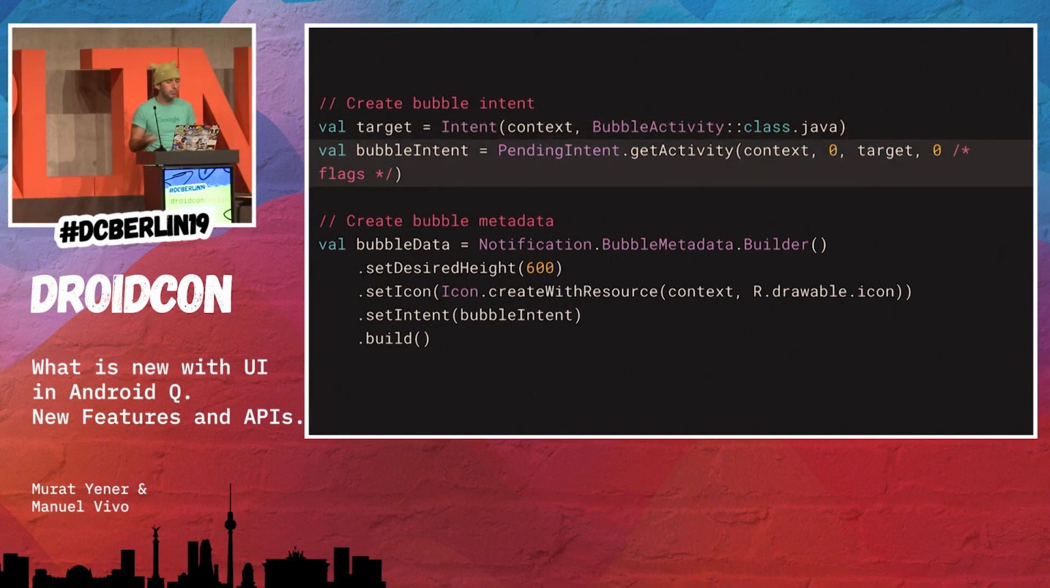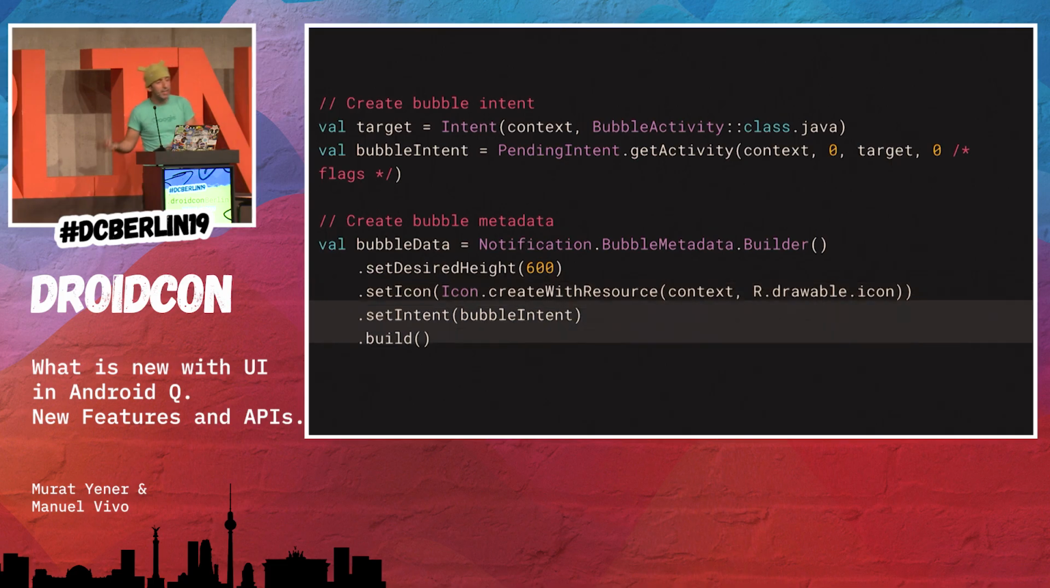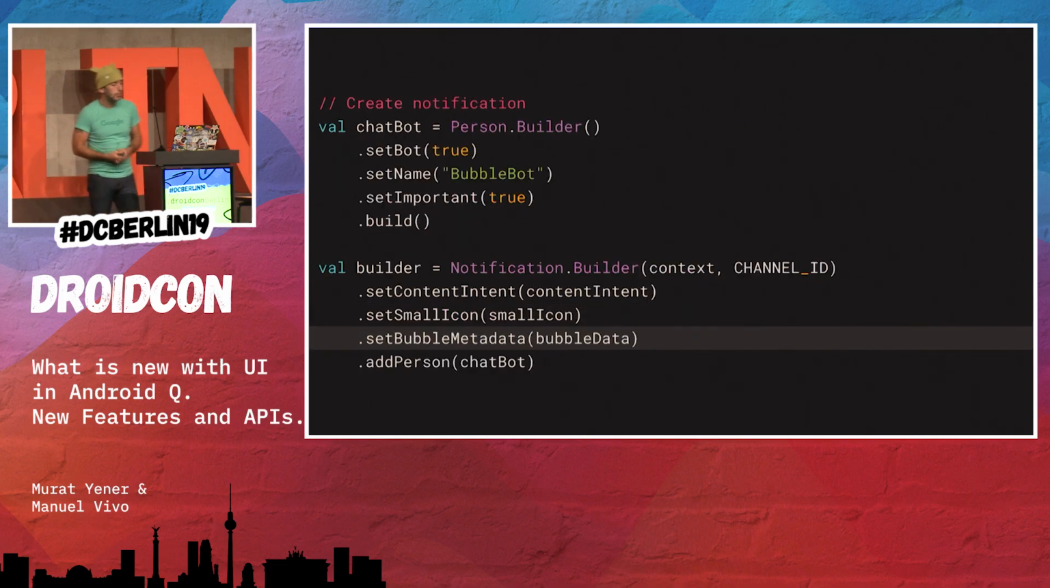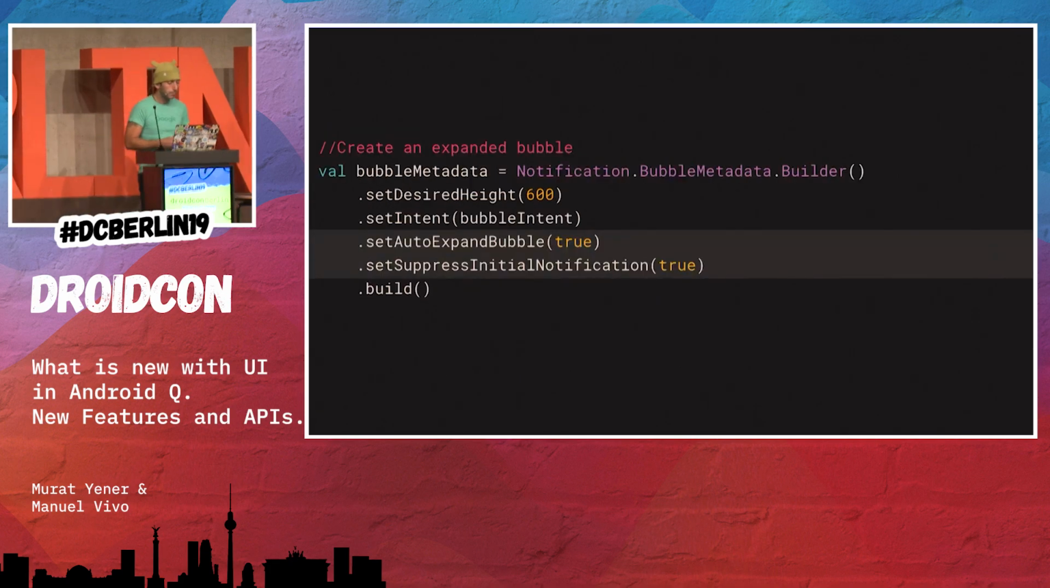Then we use the bubble metadata builder to set the desired height and the icon. Then we set our intent, and finally call build to get our bubble metadata. Then we go back to our notification code and set our new bubble metadata. From now on, the first time your code is triggered, the user will see the screen asking if they want to see the bubble or not. And if so, every notification with the bubble metadata will be shown as a bubble.